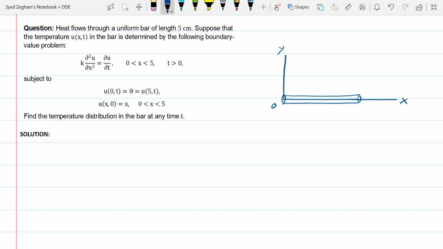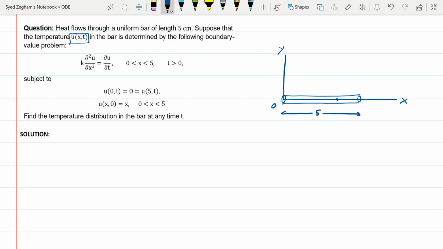The question is as follows: heat flows through a uniform bar of length 5 centimeters. So this length here is 5. Suppose that the temperature U, temperature we are denoting by U, and if you observe here, they are taking U as a function of x, t. Is it fine? Of course it is fine.